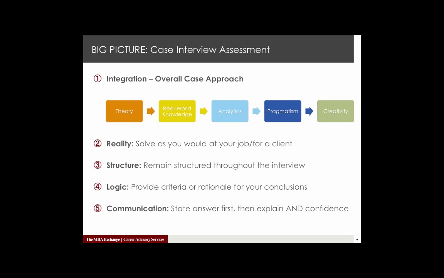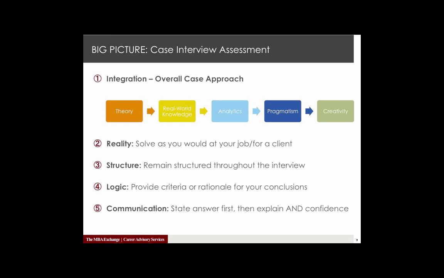There's several things that I want you to keep in mind. First of all, I'm looking for some integration of a couple of things in your overall approach to solving the case. And we're going to be talking about this as we drill down into actually how to solve a case. The first is theory, using the MBA knowledge and the business knowledge that you've developed in the classroom. That's actually an important foundation.